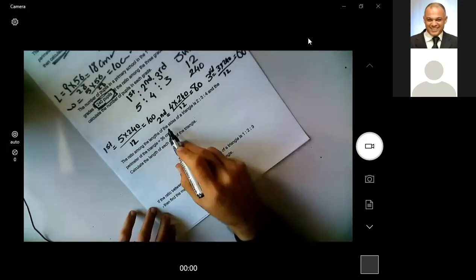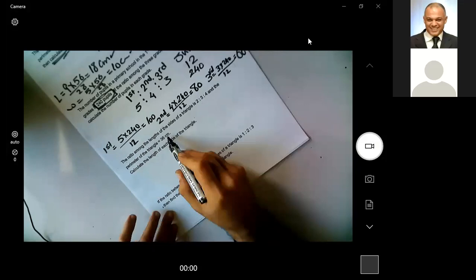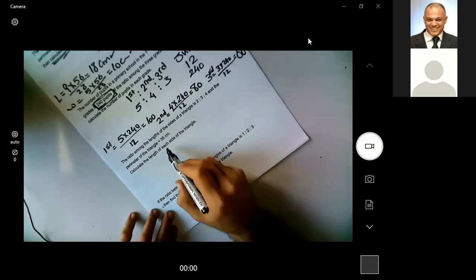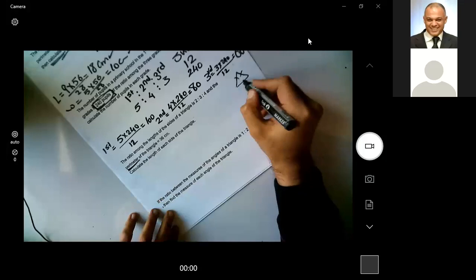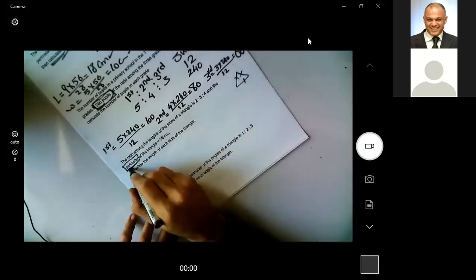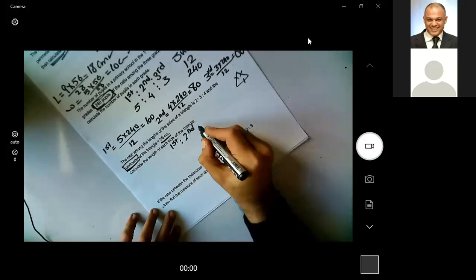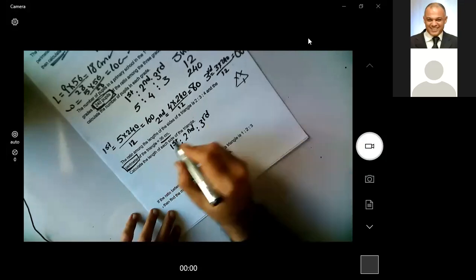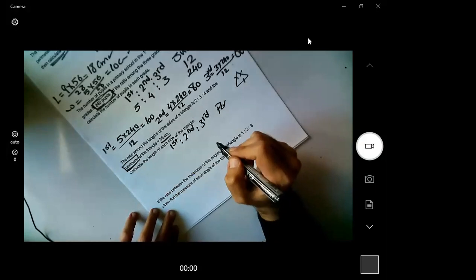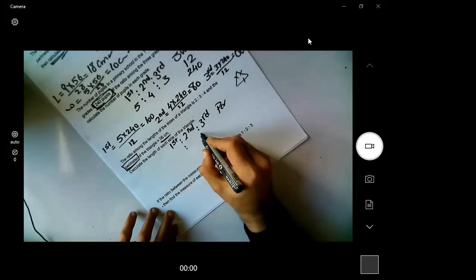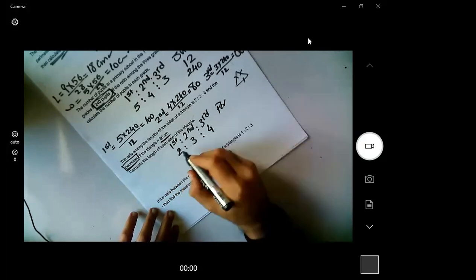The ratio among the lengths of the sides of a triangle is 2 to 3 to 4, and the perimeter of the triangle is 36 centimeters. Calculate the length of each side in the triangle. We get the perimeter of the triangle by adding the 3 sides. So the perimeter will be the sum of the lengths of the sides, first to second to third. We can write side 1, side 2, side 3, anything works. The ratio will be 2 to 3 to 4, and the perimeter is the sum of the 3 sides. So it will be 2 plus 3 plus 4.